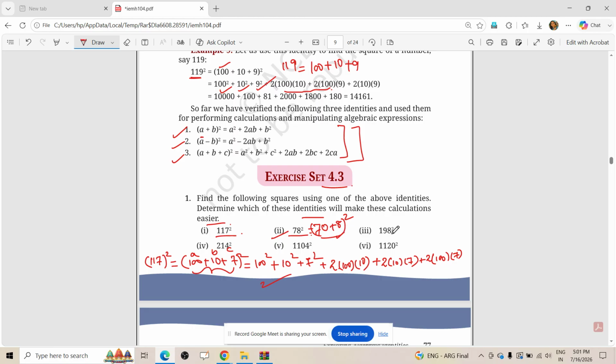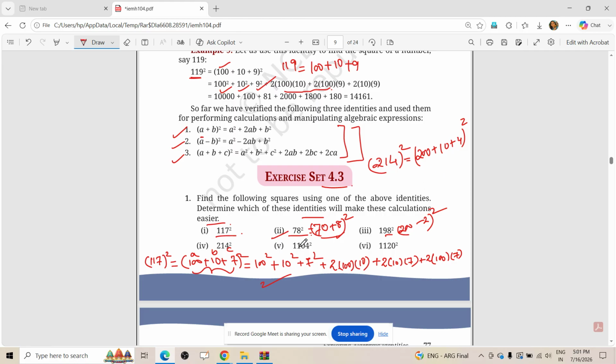Yes, very good. And 198 squared is (200 minus 2) whole squared. Very good. And 214 whole squared? Tell me. Yes, very good, (200 plus 10 plus 4) whole squared. After expanding this and doing all the calculations, we will get the answer, okay?